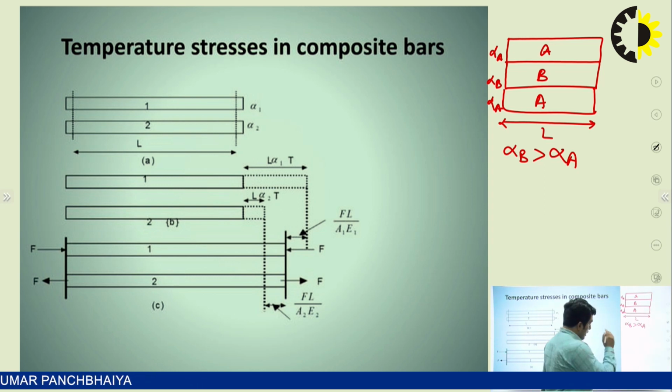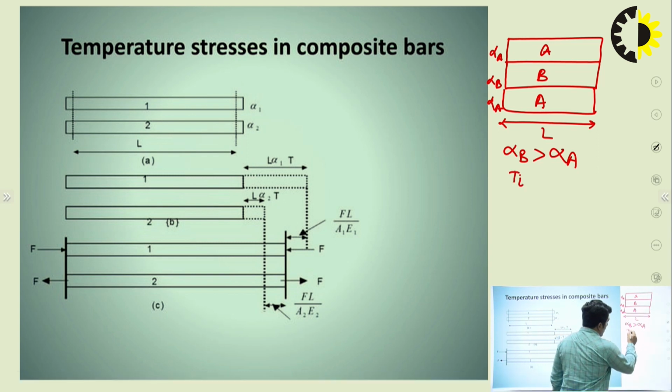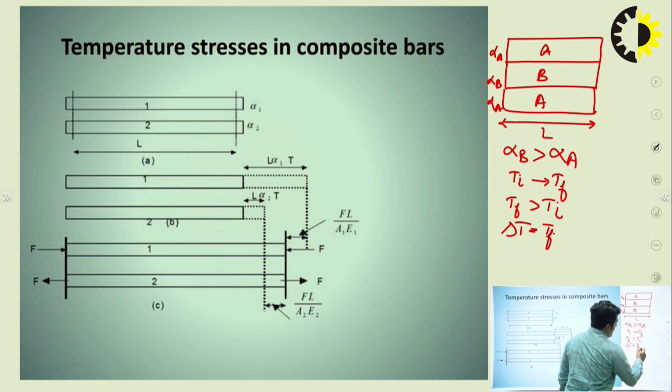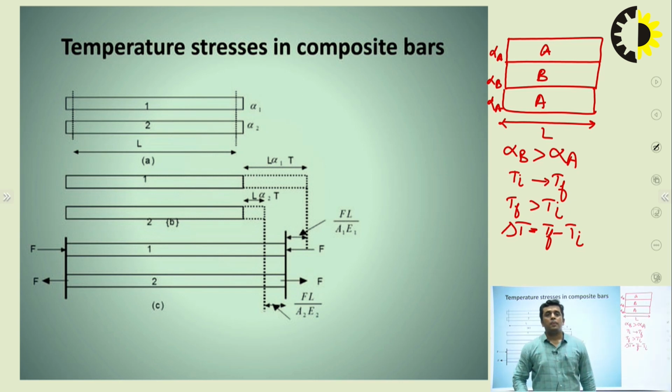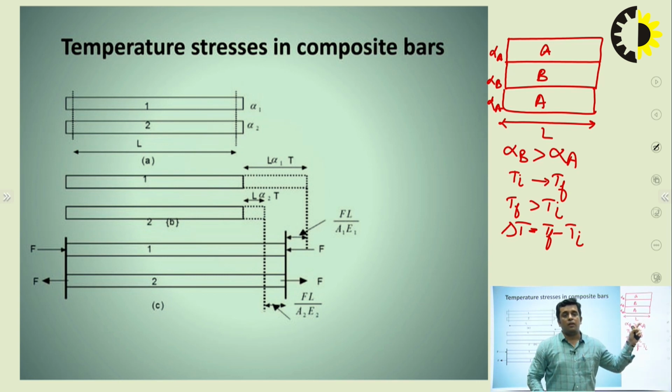Now, if Ti changes to Tf and Tf is greater than Ti, then delta T is equal to Tf minus Ti. See, the initial temperature Ti changes to the final temperature Tf after supplying heat or changing the temperature. Tf is greater than Ti, then delta T is Tf minus Ti.